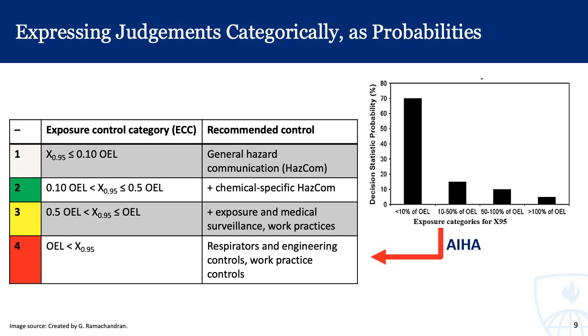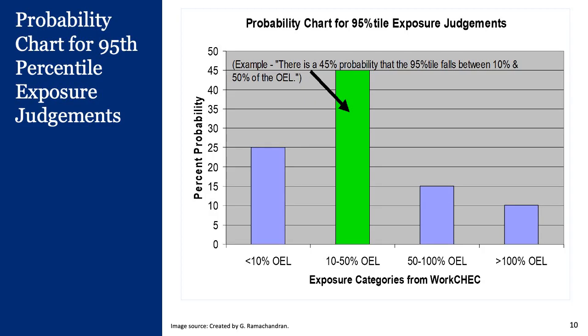And if the highest category in terms of probability is category 4, then we might put the workers in respirators and engineering controls and look at work practice controls or even a process shutdown. In this particular example on the top right, we are looking at a category 1 exposure, so we will provide general hazard communication. And so this way of representing the results of a statistical analysis can be very useful for decision making about what to do next.